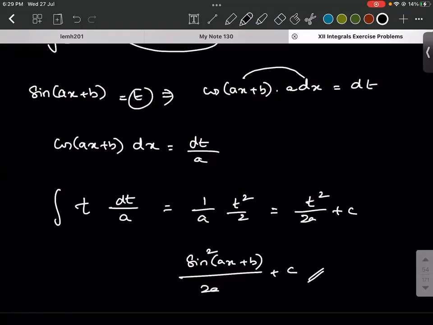Wait, let me guess. Did they get minus cos of something? Is that what they got? Or minus cos of 2 into ax plus b divided by 2a?